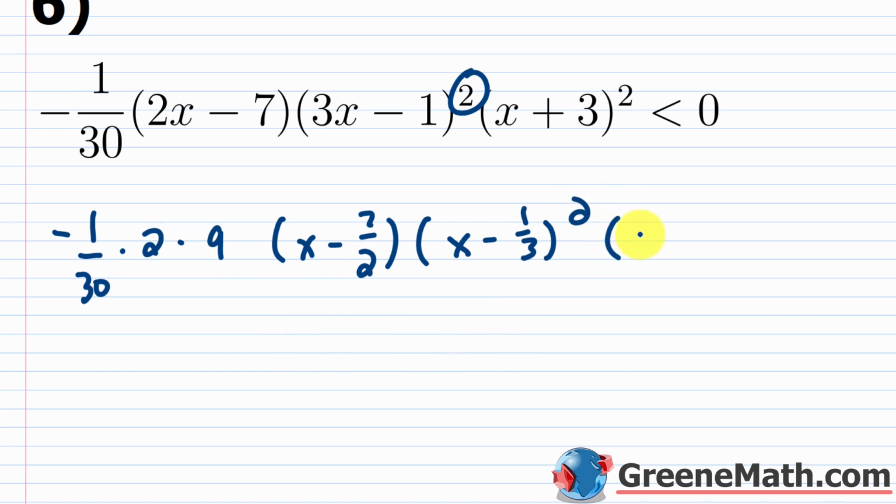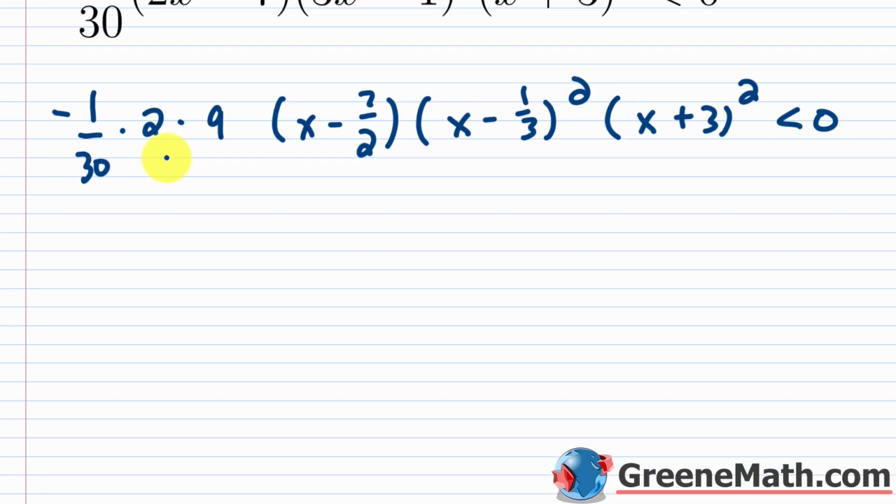And then this is times the quantity x. You can go minus the negative 3 if you want. I'm just going to write x plus 3 quantity squared. And this is less than 0. This right here, if you look at 2 and 30, there's a common factor of 2. So cancel this with this. This would be 15. And then between 15 and 9, there's a common factor of 3. So cancel this with this. This would be 5, and this would be 3. So you'd end up with negative 3/5 over here. So this is negative 3/5.